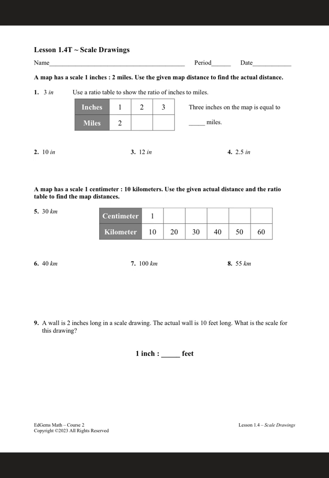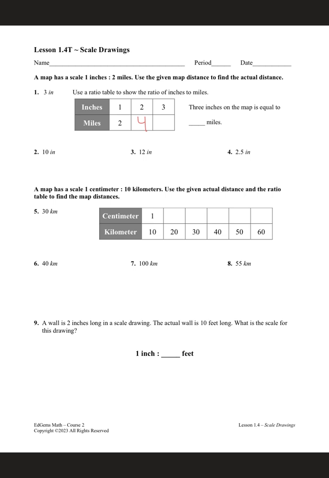I call it a base scale because that's the scale you start off with. So 1 inch is 2 miles. If you want to know how many miles are in 2 inches, what are you going up by a factor of? In other words, what are you multiplying 1 by to get 2? That's 2. Whatever you do to the inches, you also have to do to the miles. So if 1 times 2 is 2, then what's 2 times 2? That's 4. So 2 inches on the map is the same as 4 miles in real life.